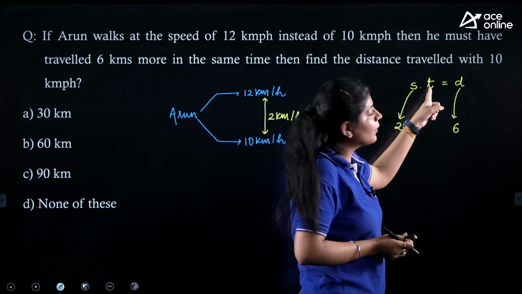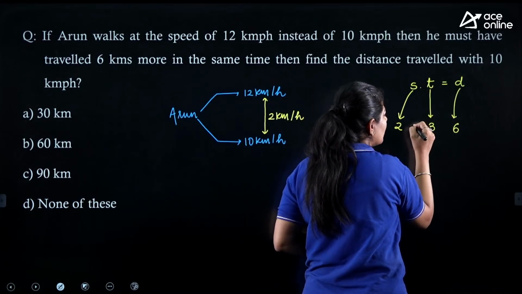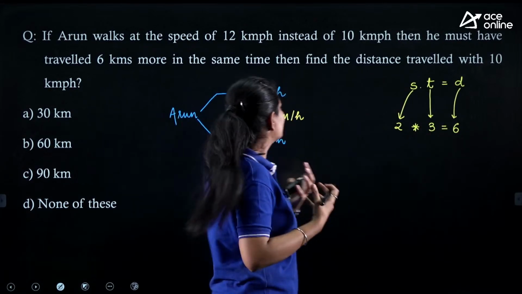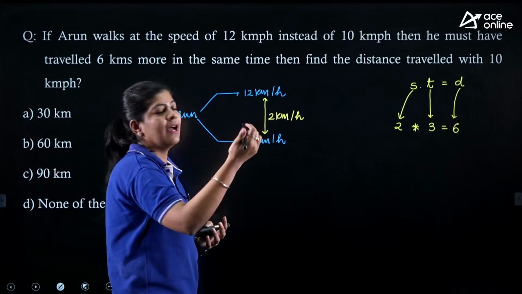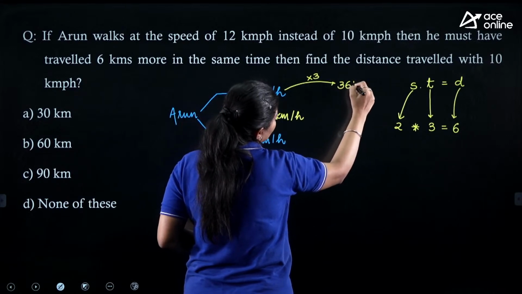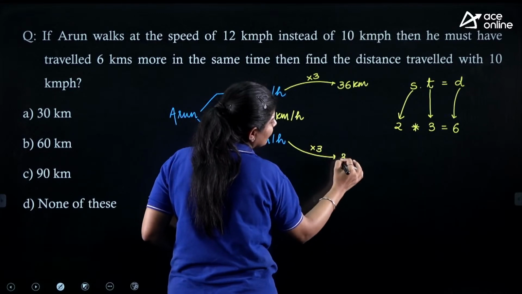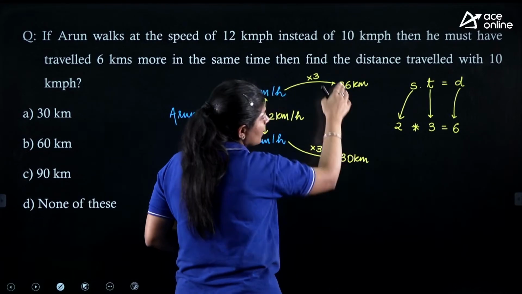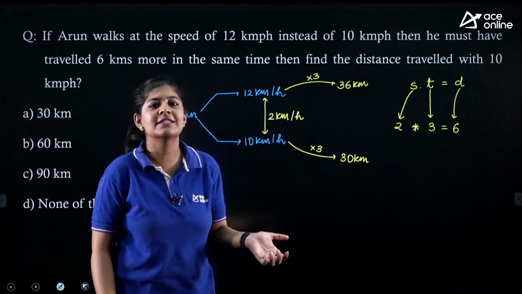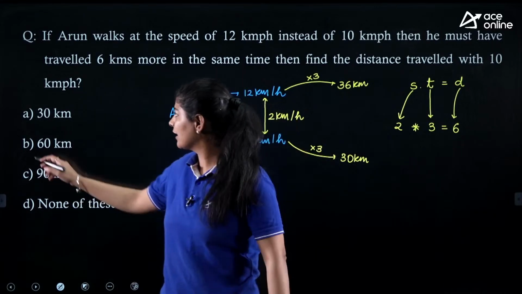So what value should I put over here as t? The time period is 3, because when I multiply 2 with 3, I get 6. So basically they are taking 3 hours. Just multiply it by 3, you get 36 kilometers as your distance. And if I multiply by 3 over here, I'll get 30 kilometers as the distance. Now if you see, all the conditions are satisfied and the question is simply asking how much distance he covered with the speed of 10 kilometers per hour, and we got our answer as 30 kilometers.